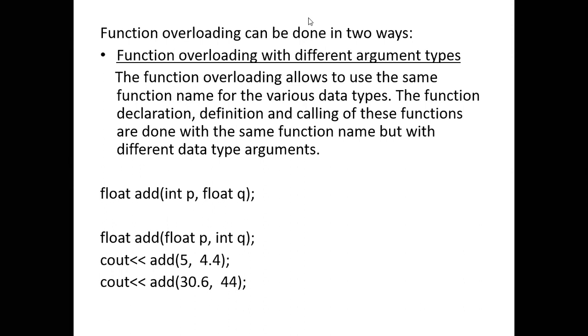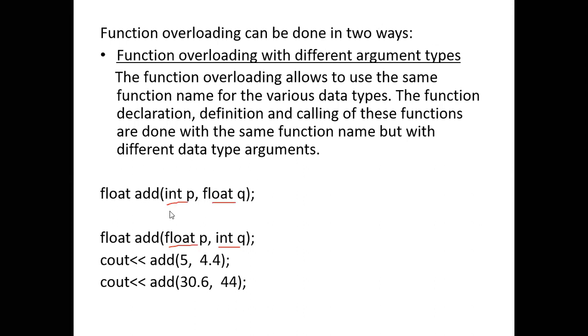So how can we extend it? Have a look at this example. Function overloading can be done in two ways. One is function overloading with different argument types. So here is one, as you can see, float add, float add. What is the difference between them? The first add function was called with an integer and a float. So in these two, the order of the parameters is different, so there will be two different functions.